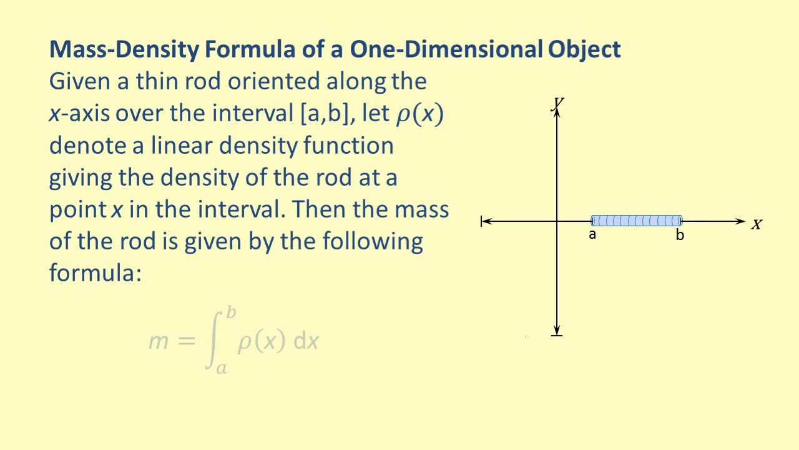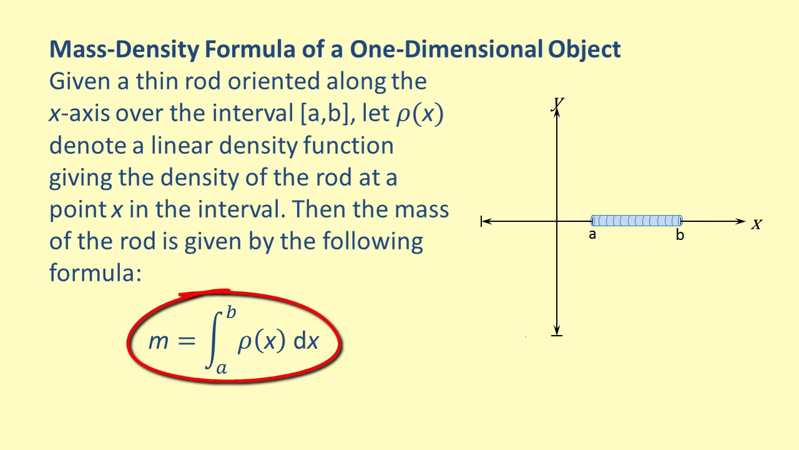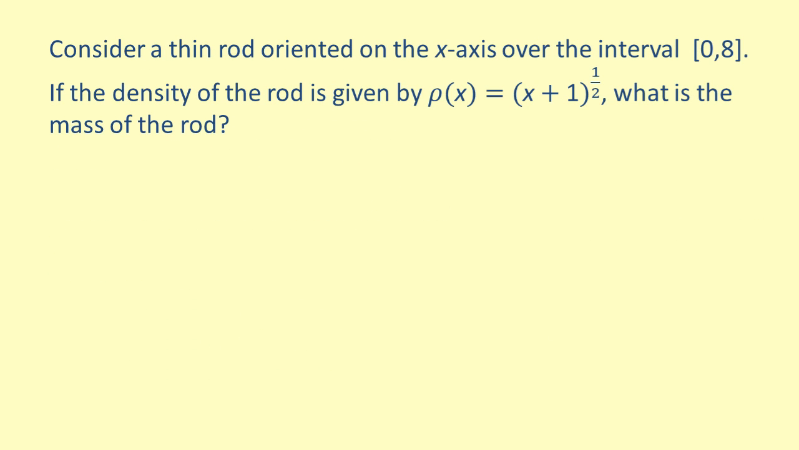So, we have a linear density function, ρ of x, of a rod oriented along the x-axis on an interval from a to b. So the mass of the rod can be found by integrating ρ of x with respect to x from a to b. Let's look at finding the mass of a rod oriented on the x-axis given its density.